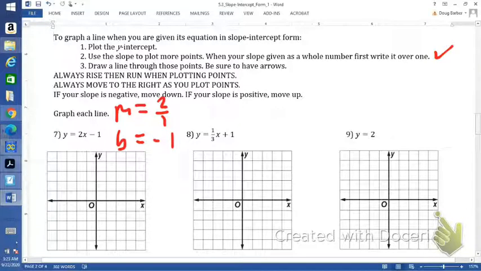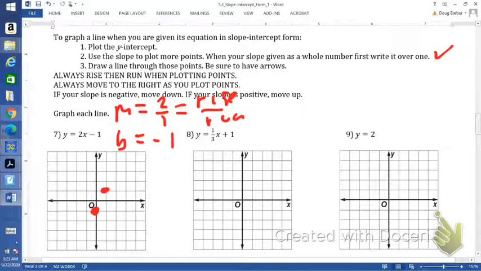And we're going to plot the y-intercept first. So there's negative 1. And then from this point, we need additional points. And we're going to use the slope in order to get those additional points. So slope is equal to rise over run. So I'm going to rise 2, 1, 2, and go over 1. So that'll put me right here. So up 2 over 1.